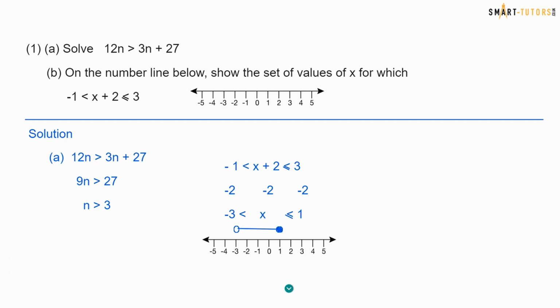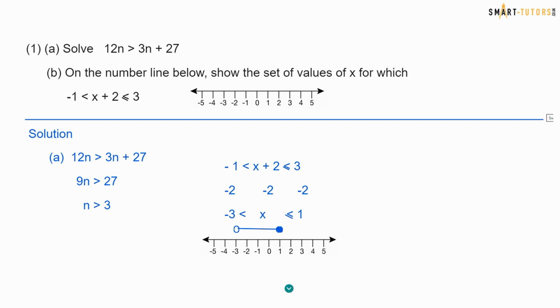Make sure the 1 is inclusive, equal. So in the representation, you need to color the number 1 as a colored ball. For minus 3, you need to only draw a circle without coloring. So that means minus 3 is non-inclusive and 1 is inclusive. So the values of x between could be minus 2, minus 1, 0 and 1 also included. That is question number 1.